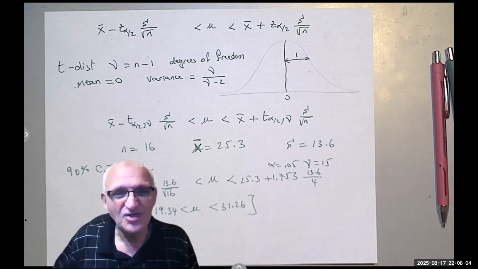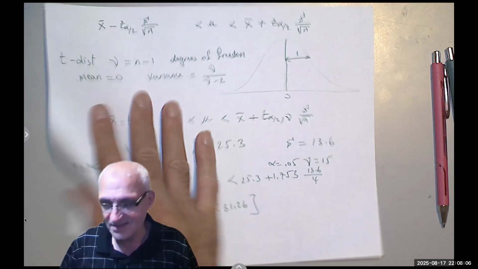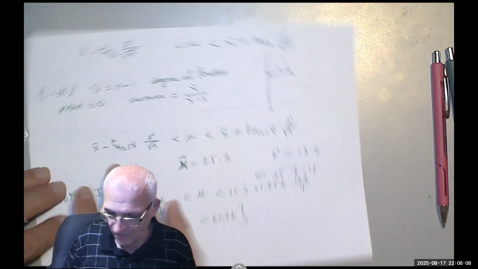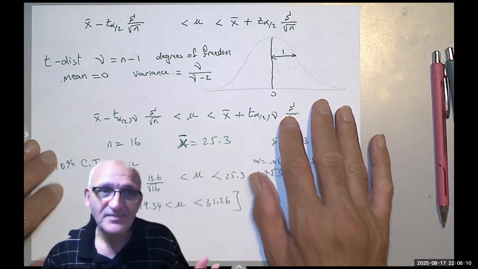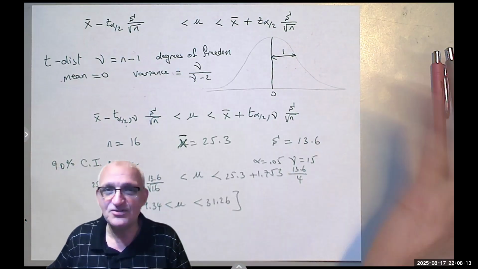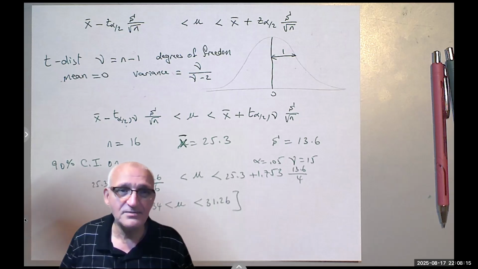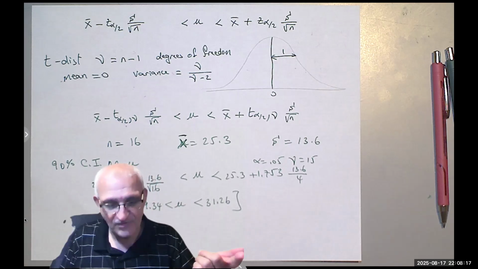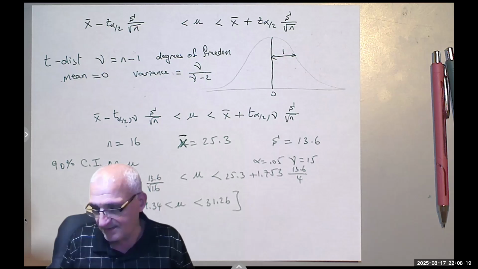Thanks for your time. Sorry we didn't have more than one example here, but again, if I give you the numbers, all you have to do is plug them in. You know how to find the z, you know how to find the t values, and the rest is history.